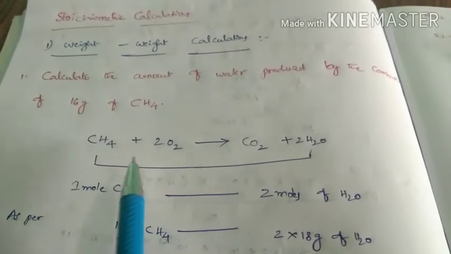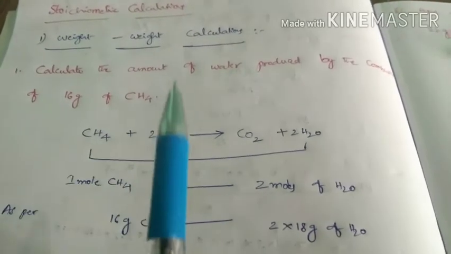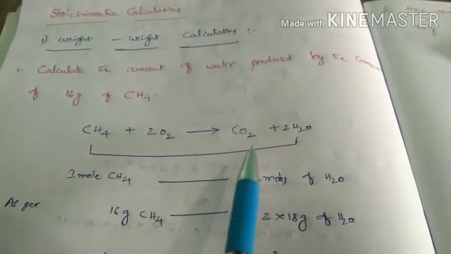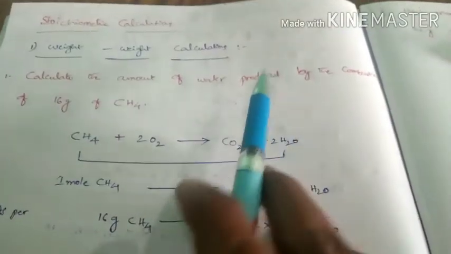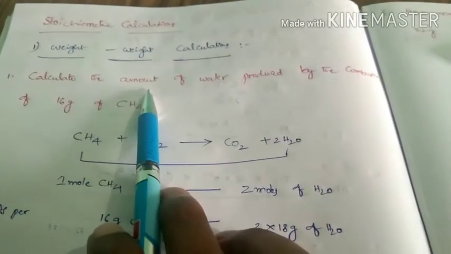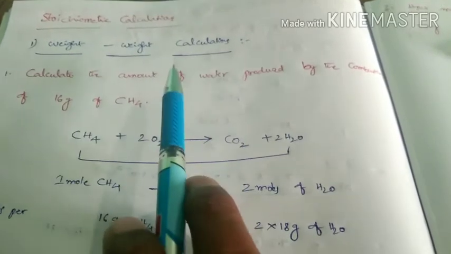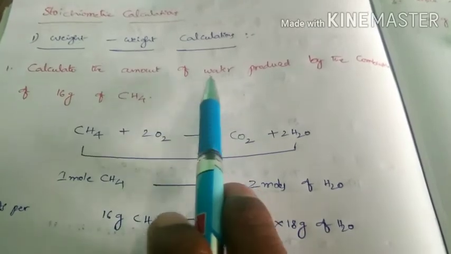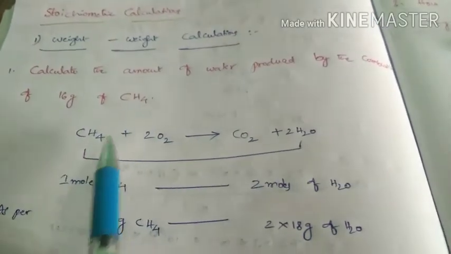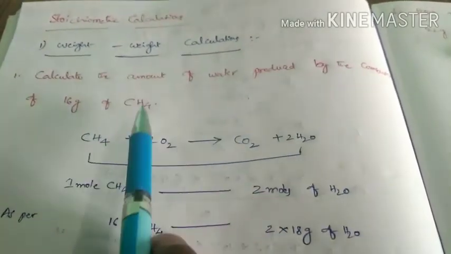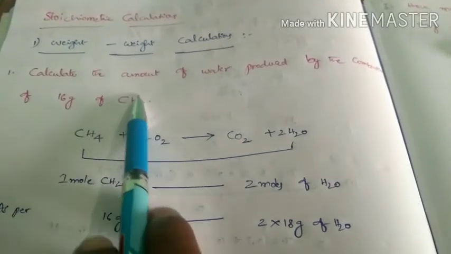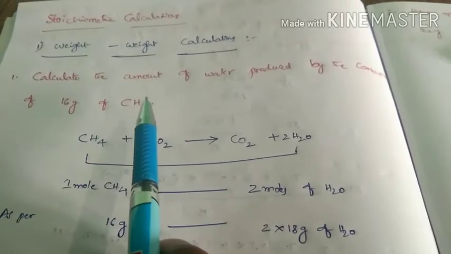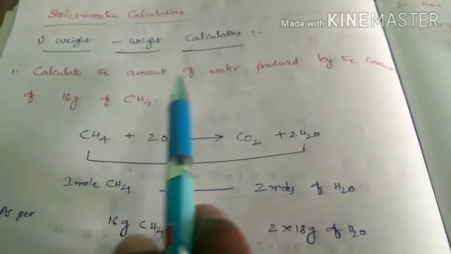After writing the equation, that equation is to be balanced. After completing balancing the equation, here you have to see some points. In the question, what are the substances given? Water and CH4. Only those two substances are given. That means we have to find the amount of water by using 16 grams of methane. That means we have to consider only those two substances.